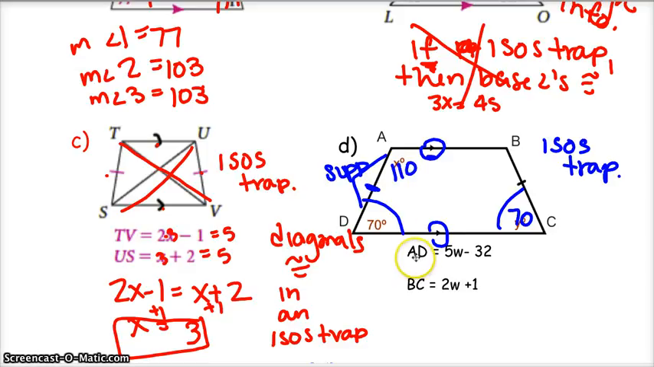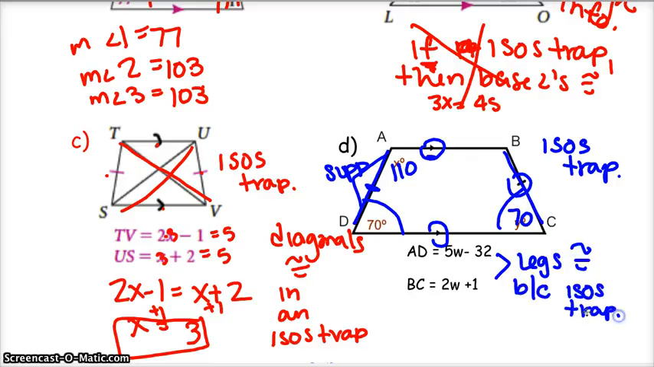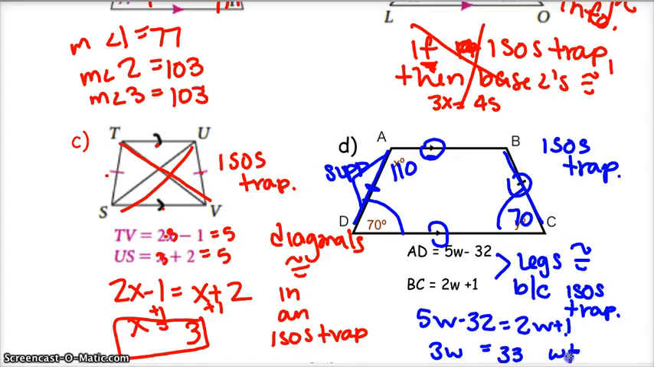It also says that AD, which is this length here, is 5W minus 32, and BC is 2W plus 1. Notice the markings. These are the legs of the trapezoid, and the legs are congruent because it's an isosceles trapezoid. So since the legs are congruent, go ahead and set them equal. 5W minus 32 equals 2W plus 1. Subtract 2W and add 32 to both sides, which would give me 3W equals 33. Well, W equals 11.